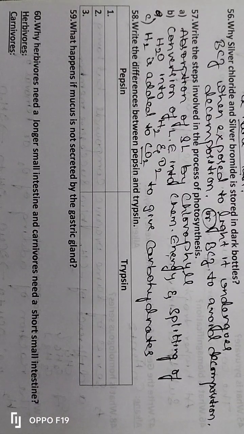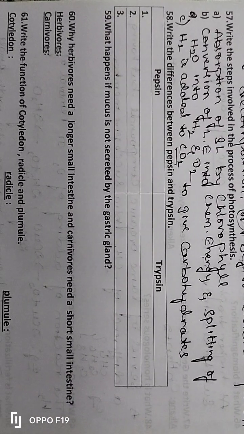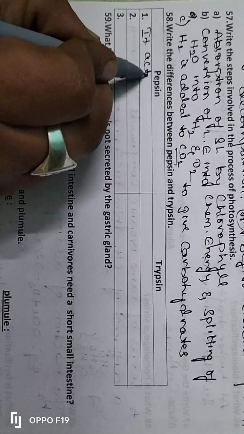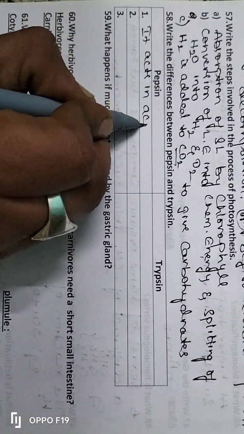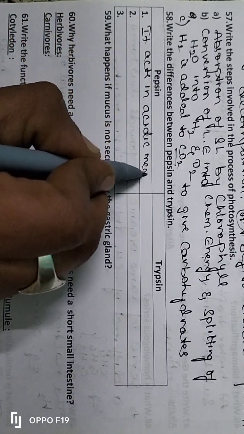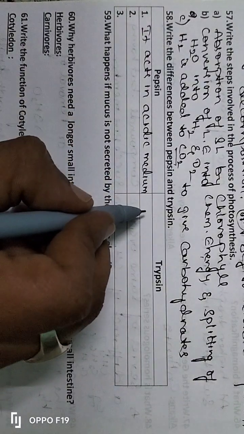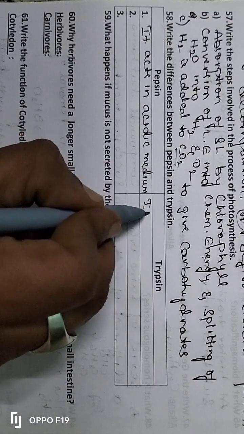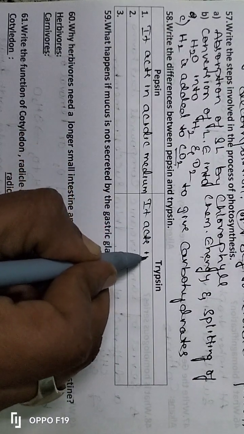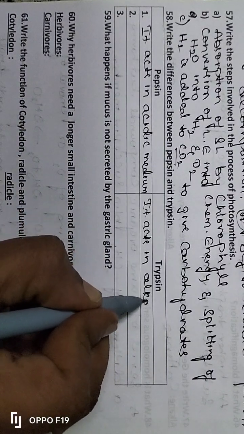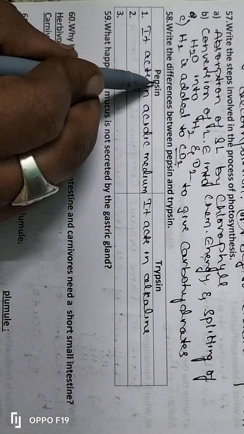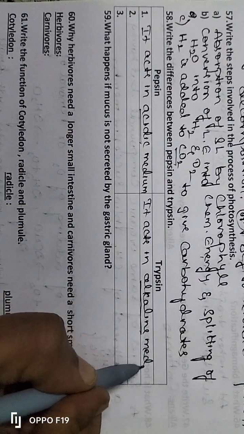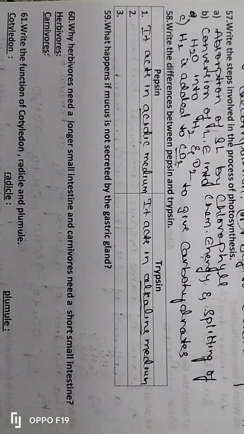Then coming to the 58th question, difference between pepsin and trypsin. The first difference is that pepsin acts in acidic medium. Coming to the next one, trypsin acts in alkaline medium. If pepsin acts in acidic medium, then trypsin acts in alkaline medium. This is the first difference.